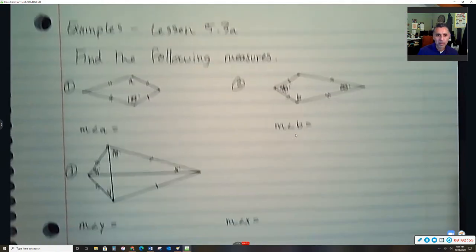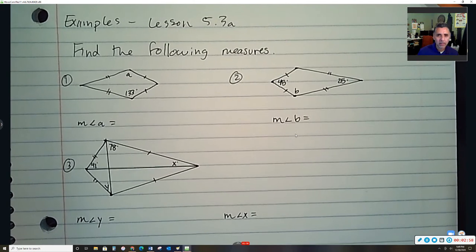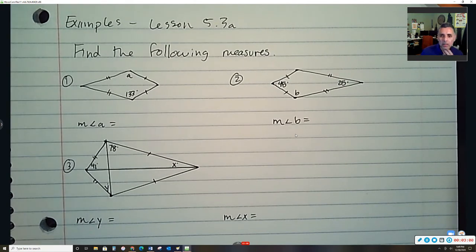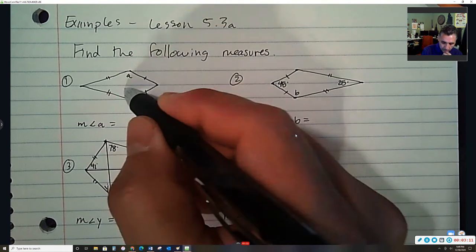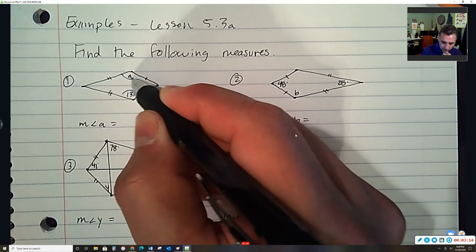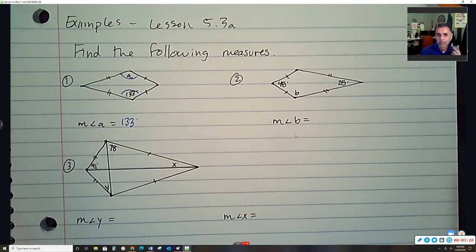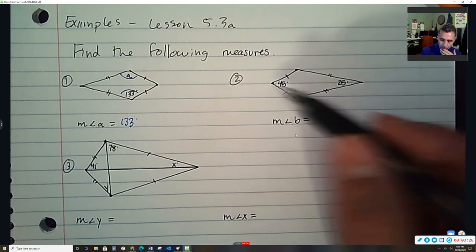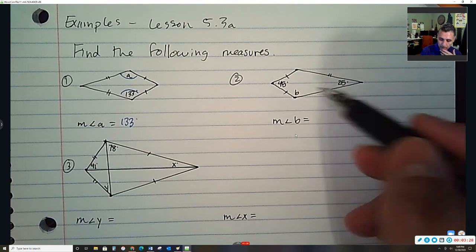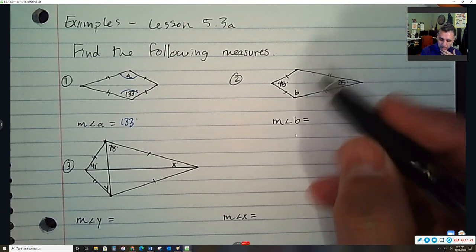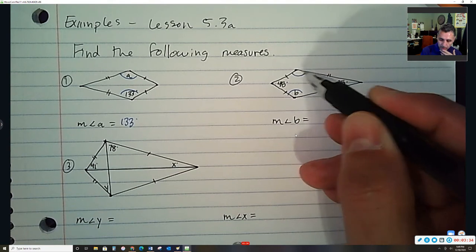So for the examples, there's not too many examples. I got 4 examples. We're just going to find the following measures. So pause this to copy these, and then I'm going to start solving them. Number 1 is pretty straightforward, it's pretty easy. This angle is congruent to that angle. Easy. You know, what else are you going to do? Okay. And then 2, it's a little bit different.